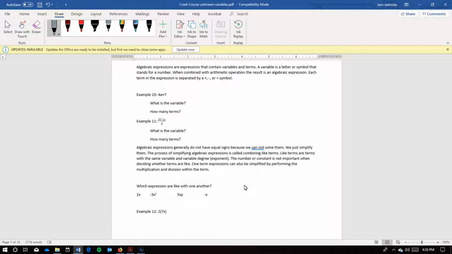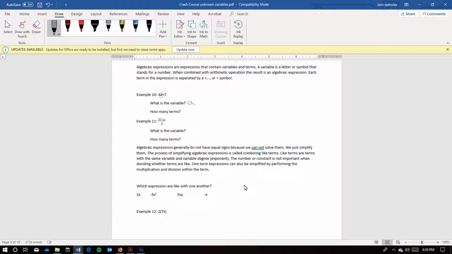Alright, so example 10. What is the variable? Well, the variable is the placeholder for an unknown. Okay, in this case, this A is my unknown. I don't know what A is. So my variable is A. It's a placeholder for something I don't know.